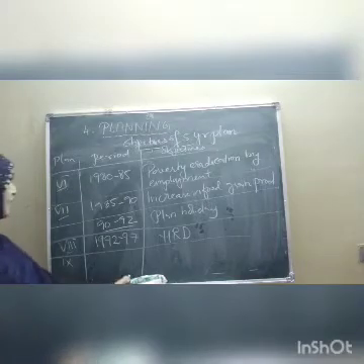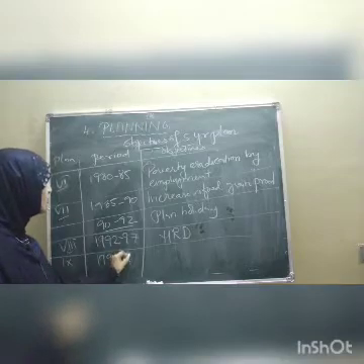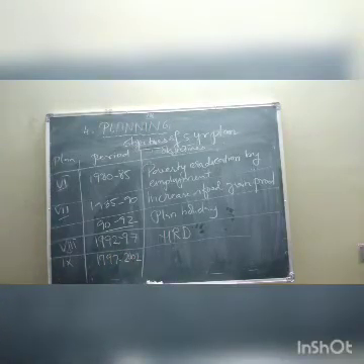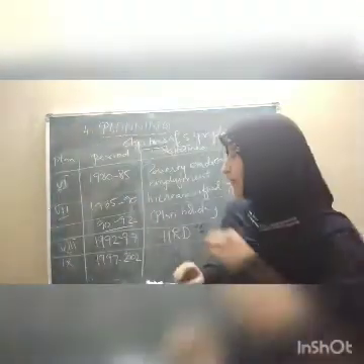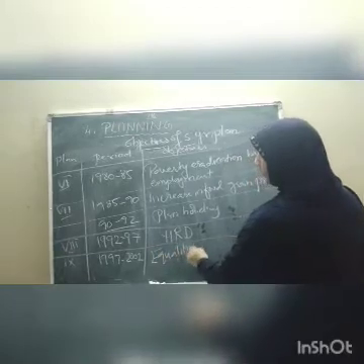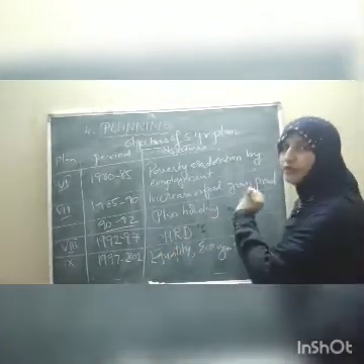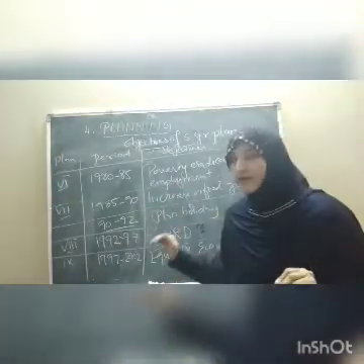Next one, children, 1997 to 2002 was our next five-year planning period, the ninth five-year planning period. In the ninth five-year planning period, the objectives were taken as equality, economic growth and social justice. So I hope up to here it is clear.